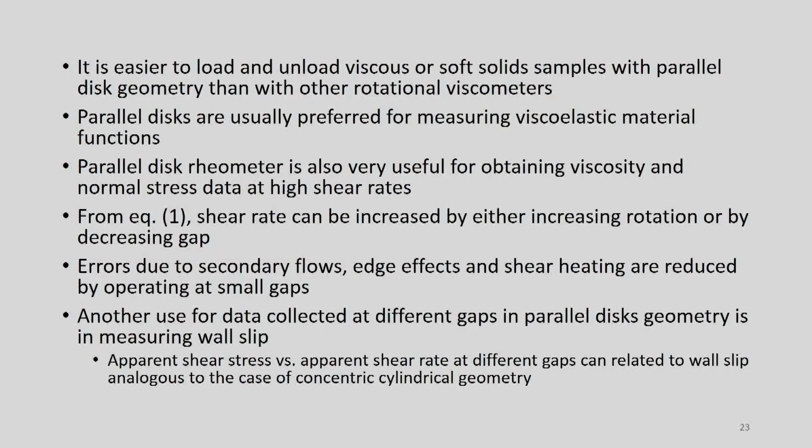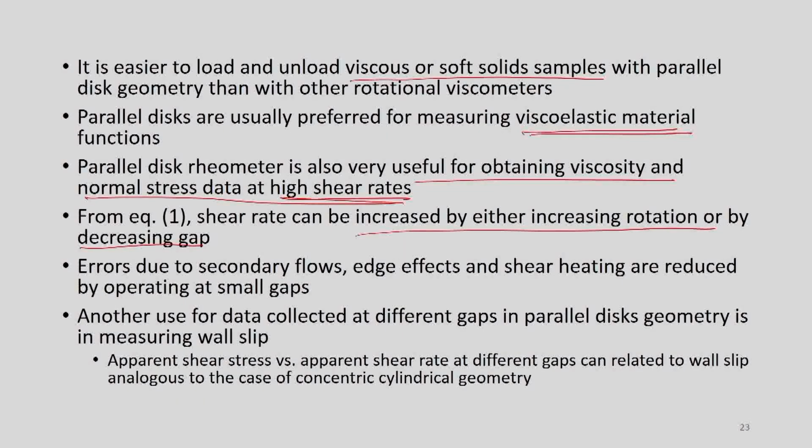Now, we see some advantages of this particular geometry compared to the other geometries. In this parallel disk geometry, loading and unloading of viscous and soft solid samples is much easier compared to the other rotational viscometers. Parallel discs are usually preferred for measuring the viscoelastic material functions. It is also very useful for obtaining viscosity and normal stress data at high shear rates. So, equation number 1 can be used to get a high shear rate either by increasing the rotational velocity or by decreasing the gap. Under those high shear rates also this can be used.